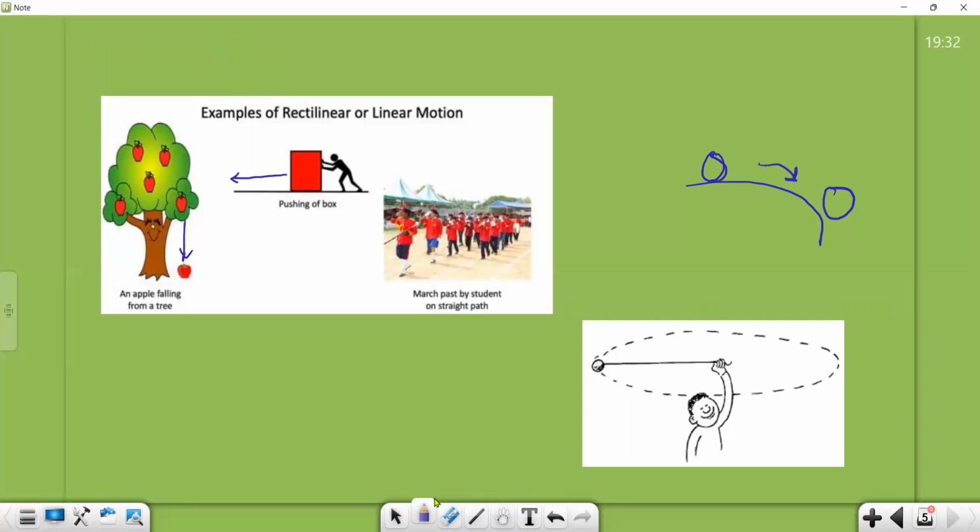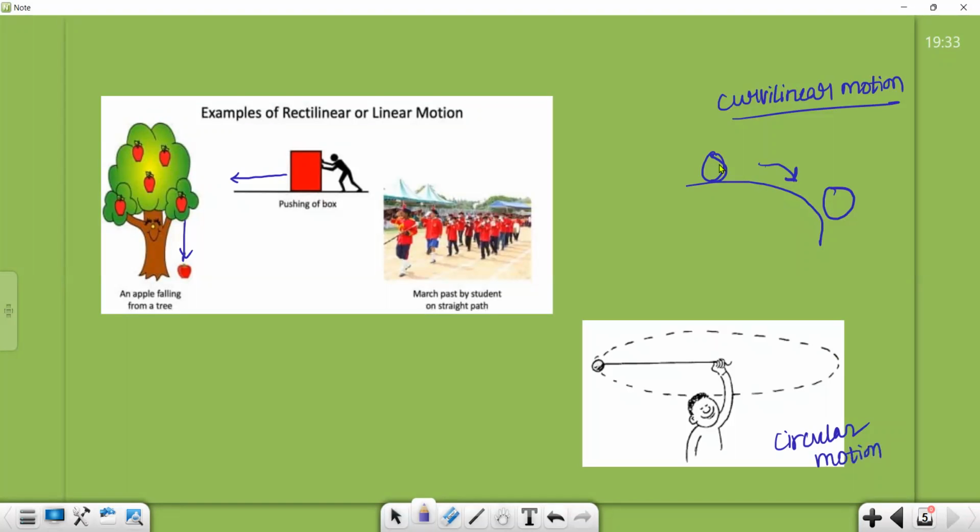Okay. So for rectilinear motion, we can take the example of a moving car, bus, pushing a box, marching of students, whichever is following a straight line, like the motion of a train. Ma'am, the flow of electricity, from one positive terminal to the negative. Ma'am, I think this is curvilinear motion, it can go in any manner.